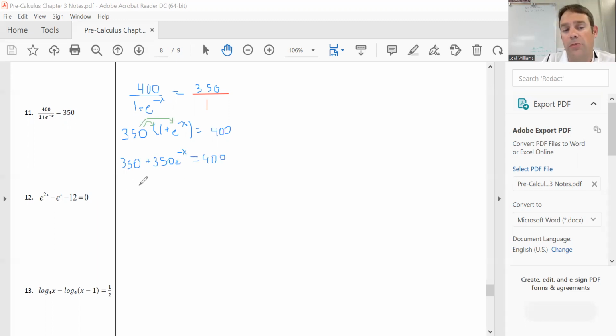Then if I subtract 350 from both sides, I'd get 350 e to the negative x equals 50. So we're kind of getting there a little bit. What if I divide both sides by 350 just for the fun of it? And if I were to do something like that, 50 over 350, that would be 1/7. So I'd have e to the negative x equals 1/7.